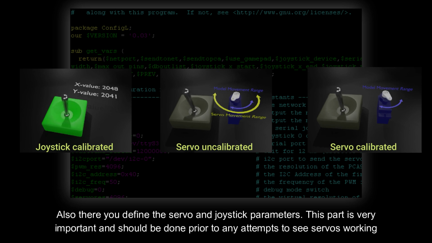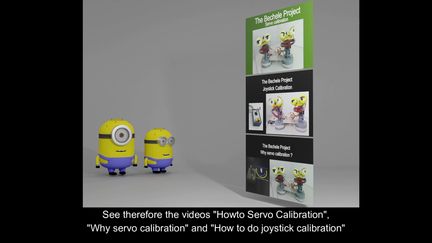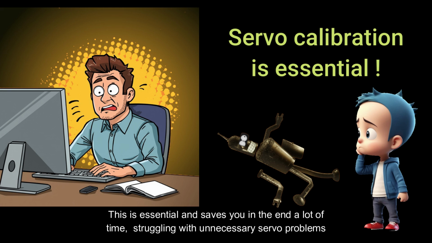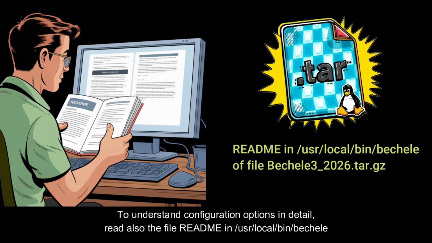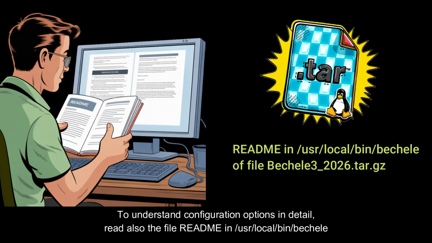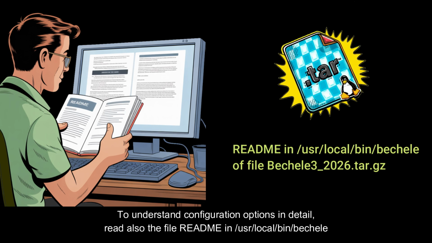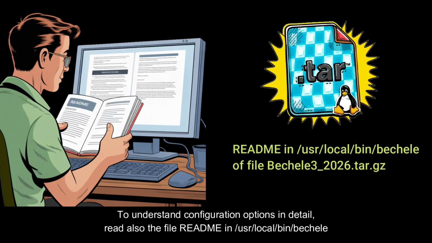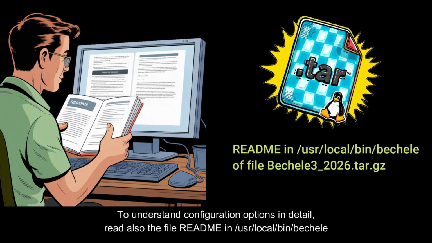This part is very important and should be done prior to any attempts to see servos working. See therefore the videos How to Servo Calibration, Why Servo Calibration, and How to do Joystick Calibration. This is essential and saves you in the end a lot of time struggling with unnecessary servo problems. To understand configuration options in detail, read also the file readme in /usr/local/bin/Bechele.